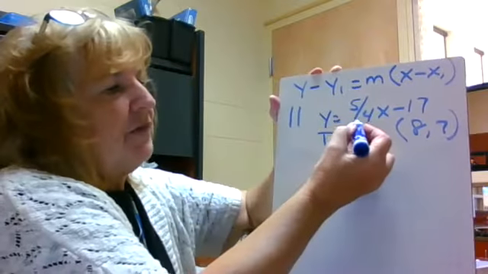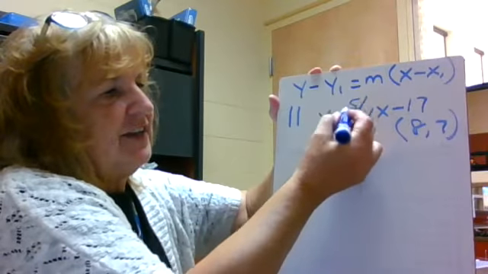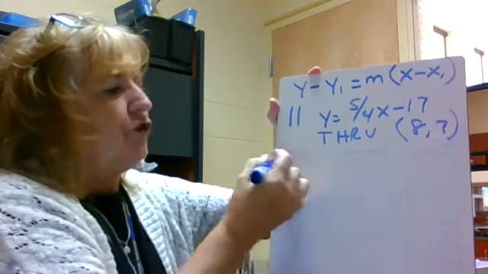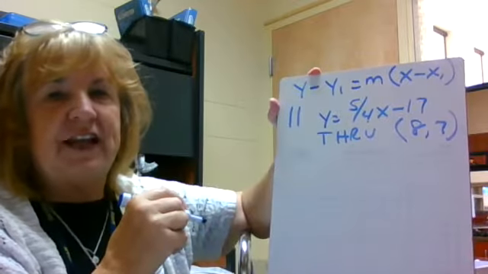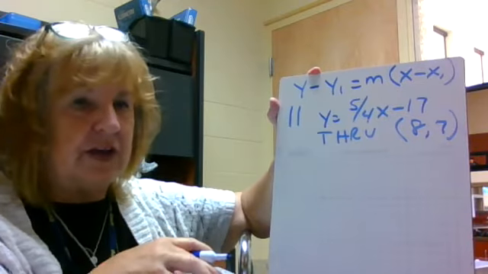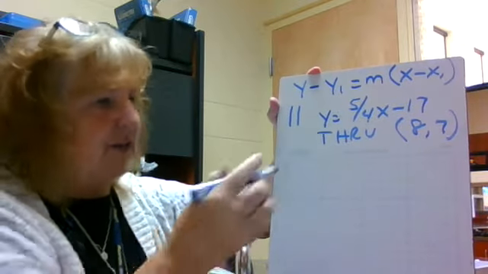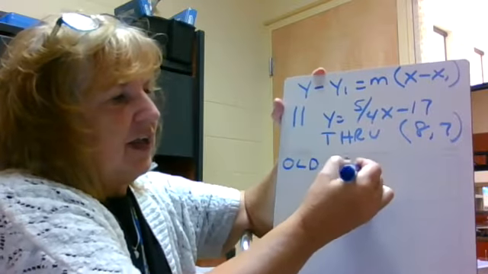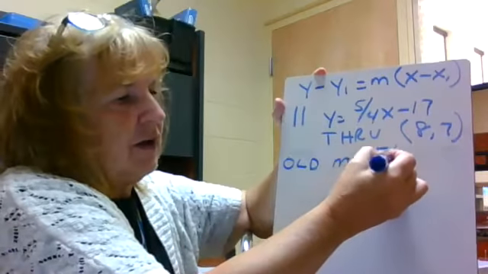The slope of this original line is this m value right there. It's 5/4. So what I always do is label them old slopes and new slopes. Old is what you're given, new is what you want. So our old m value is 5/4.